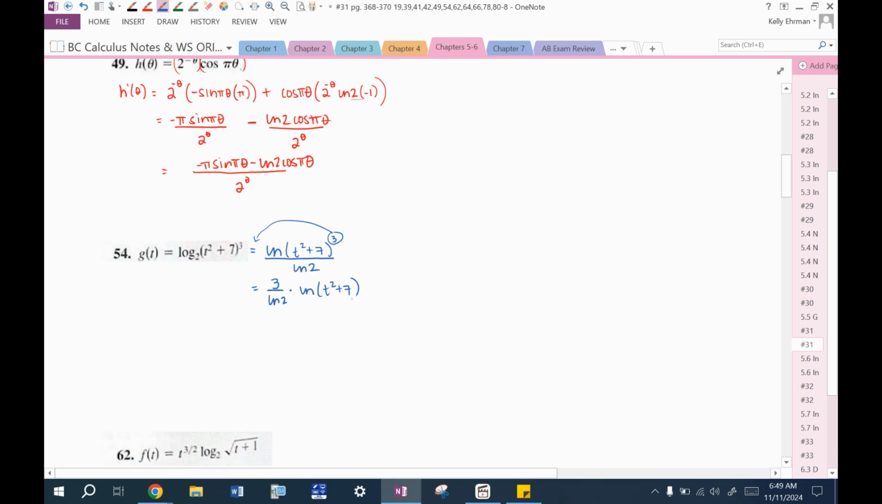Now there's no way to break that up any further or expand, but now we can take the derivative here. So g prime, this is all g of t, by the way. So g prime of t, the 3 over natural log 2 is still out there. The derivative of this natural log is 1 over t squared plus 7 multiplied by the derivative of t squared plus 7, 2t. So just cleaning this up a bit, I have 6t on top. I have natural log of 2, and you would need parentheses around t squared plus 7. So there's g prime.